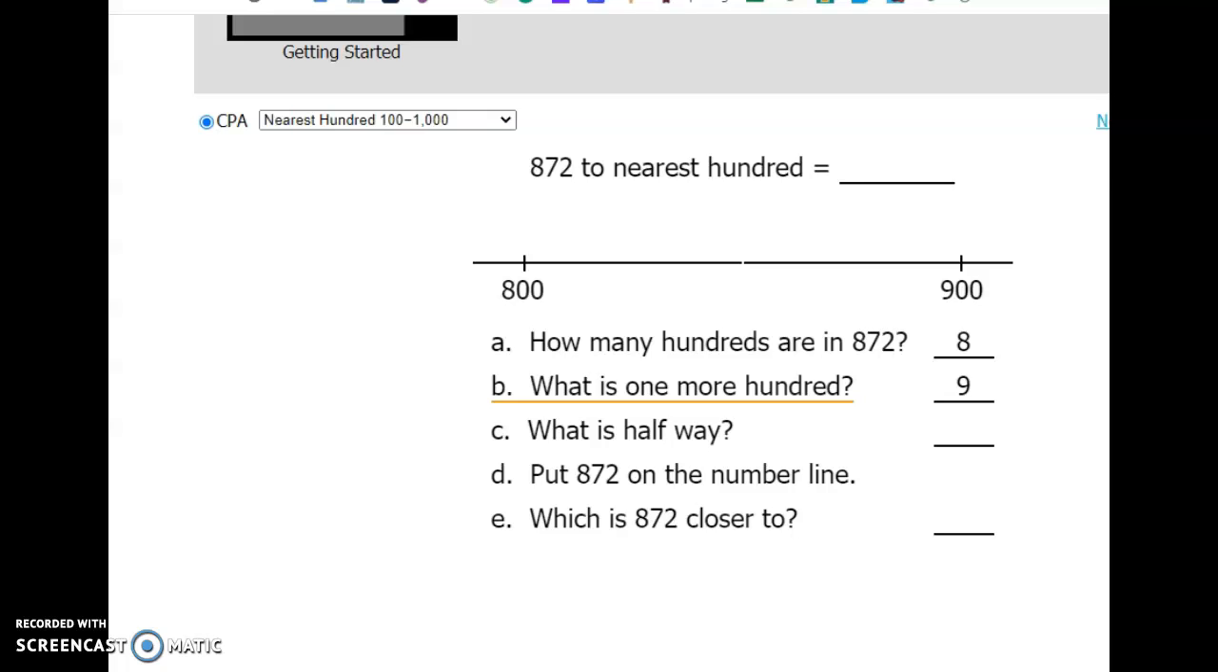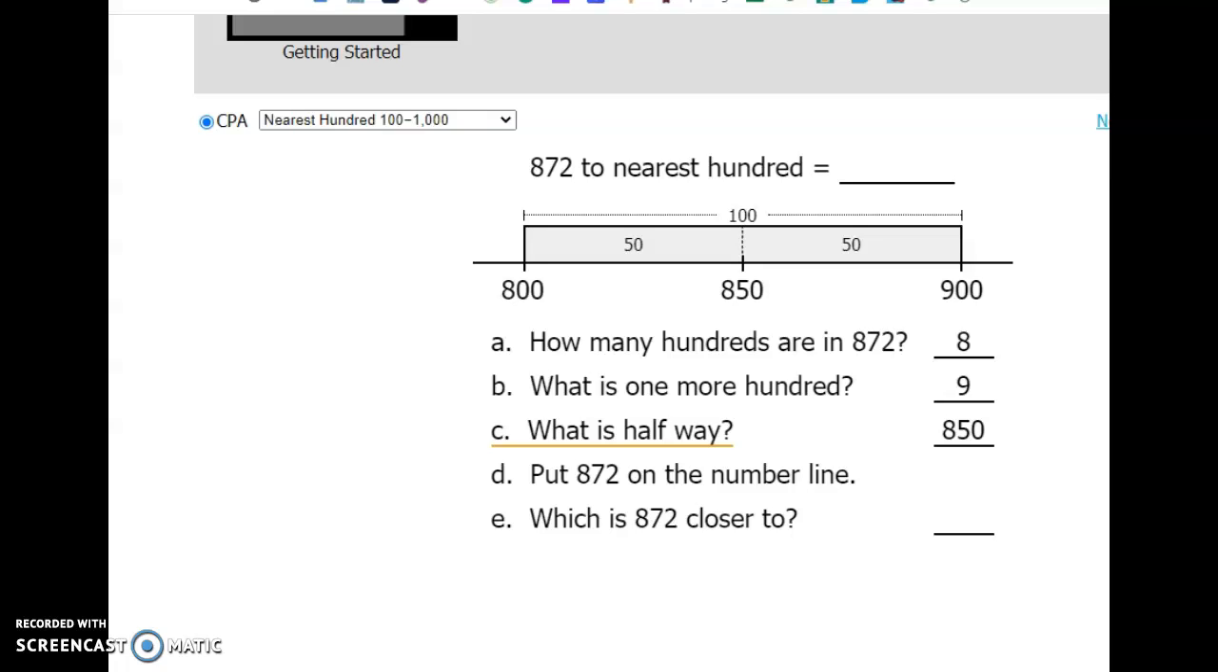Now I need to decide what is halfway. I know that the distance between 800 and 900 is 100. Then I'm going to decide what is half of 100. So each side gets 50 and 50. So 850 is halfway. It's 800 plus 50 more to our halfway mark.